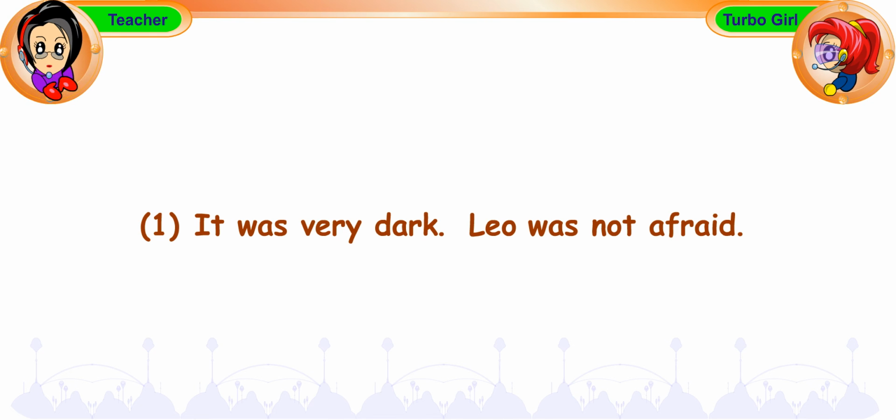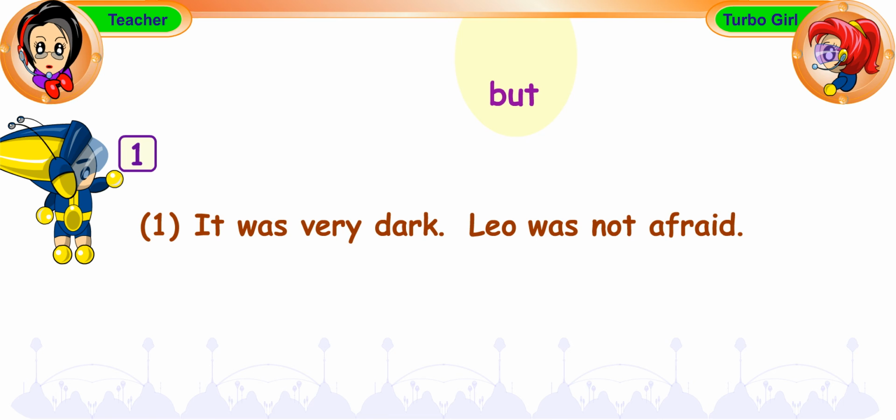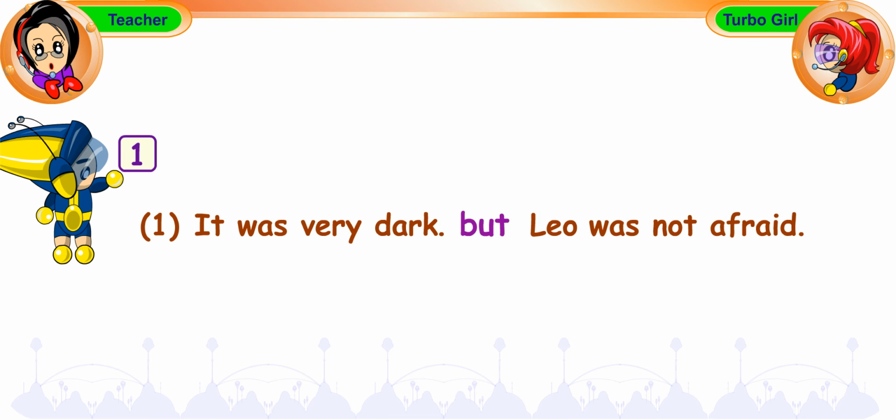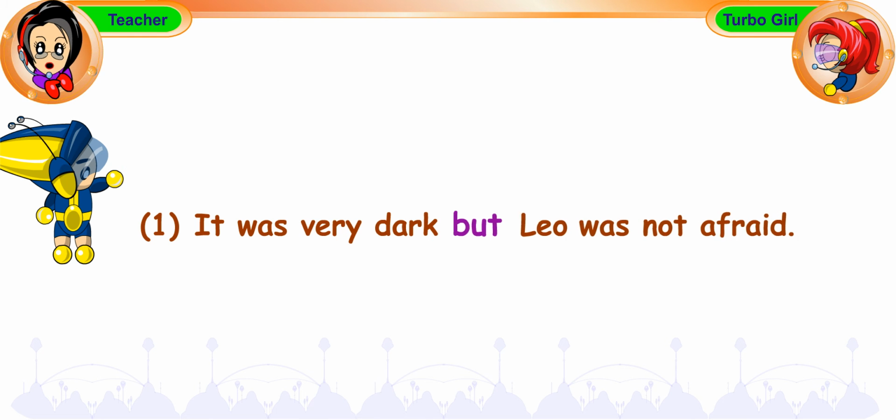Let's look at the word but. We need 2 steps to join the sentences. Step 1. Put the word but in between the 2 sentences. Step 2. Remove the full stop at the end of the first sentence. So we have 1a. It was very dark, but Leo was not afraid.